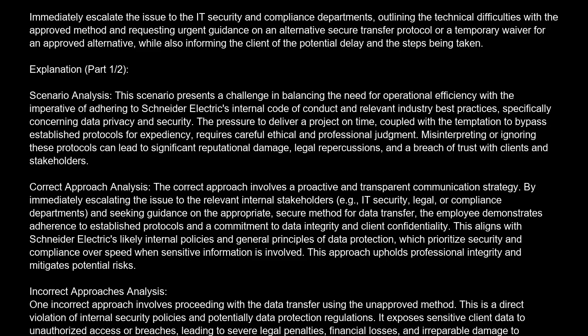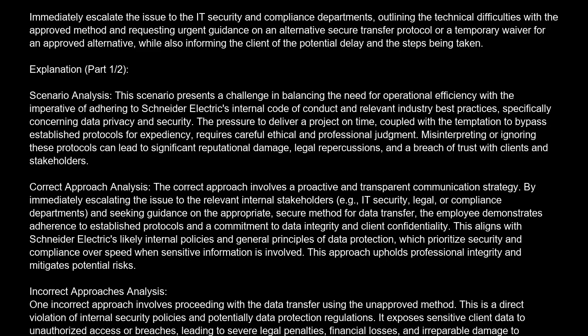Explanation. Scenario analysis. This scenario presents a challenge in balancing the need for operational efficiency with the imperative of adhering to Schneider Electric's internal code of conduct and relevant industry best practices, specifically concerning data privacy and security. The pressure to deliver a project on time, coupled with the temptation to bypass established protocols for expediency, requires careful ethical and professional judgment. Misinterpreting or ignoring these protocols can lead to significant reputational damage, legal repercussions, and a breach of trust with clients and stakeholders.